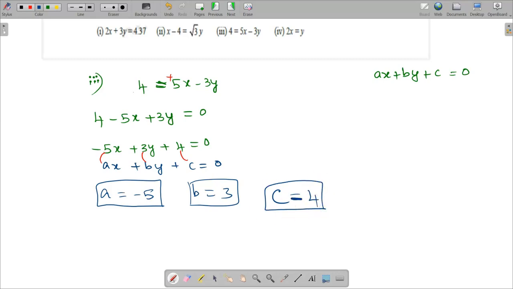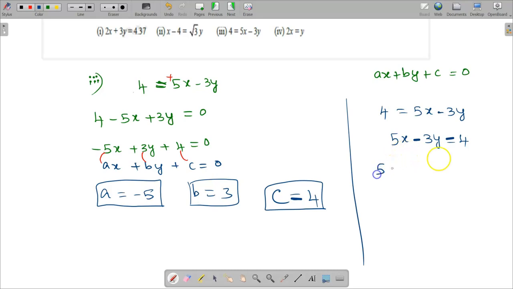Okay. So either you can solve like this, or the same problem can be written this way, since they have given 4 equal to 5x minus 3y. Okay. So most of the terms are in the right hand side. So let me rewrite this equation as 5x minus 3y equal to 4. Okay. So the left hand side term I am writing in the right hand side, and the right hand side term I am writing in the left hand side.